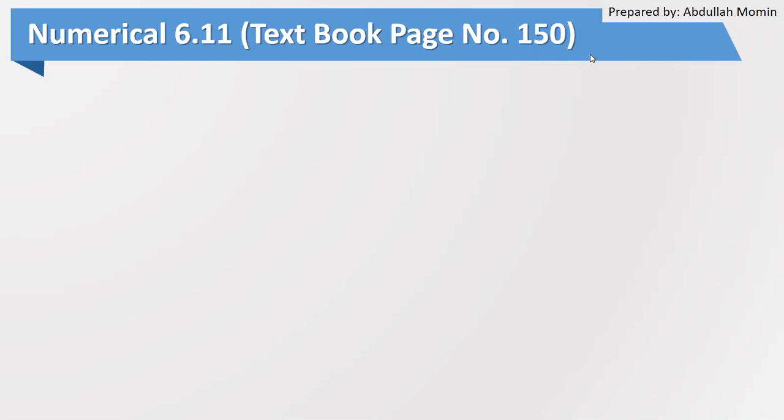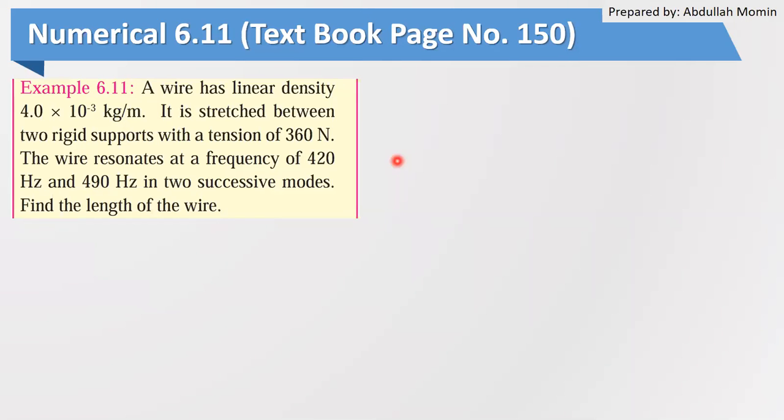Now the next example is 6.11, which is on textbook page number 150. And the question is, a wire has linear density 4.0 into 10 raised to minus 3 kg per meter. It is stretched between two rigid supports with a tension of 360 Newton. The wire resonates at frequencies of 420 Hz and 490 Hz in two successive modes. Find the length of the wire.